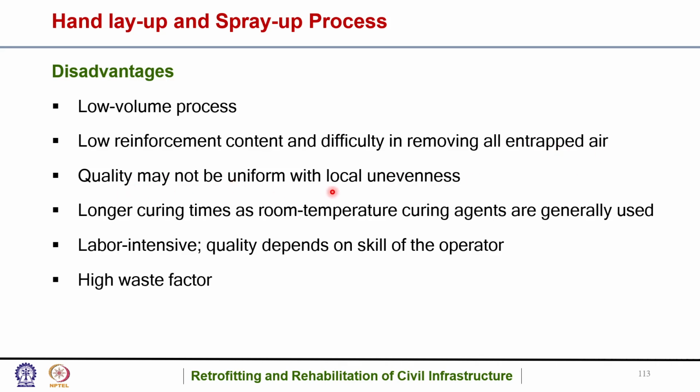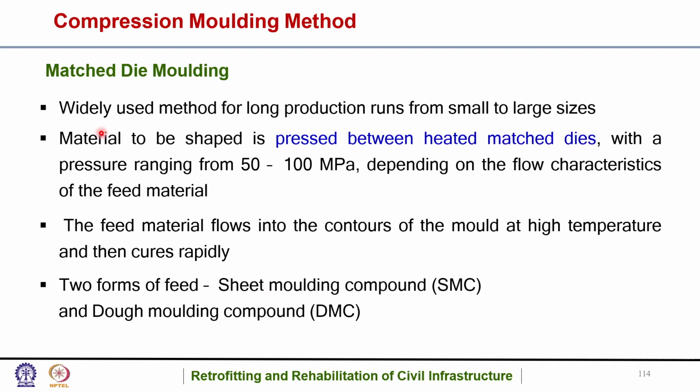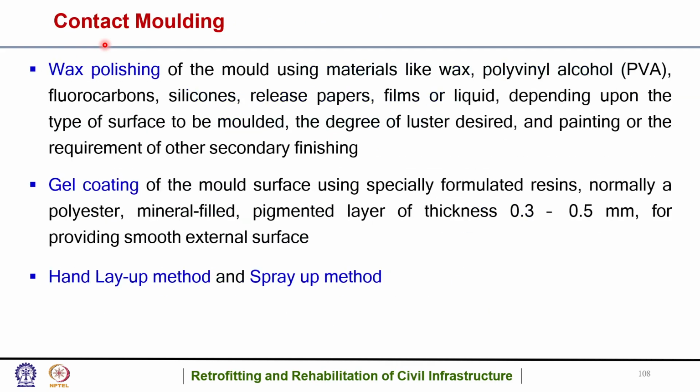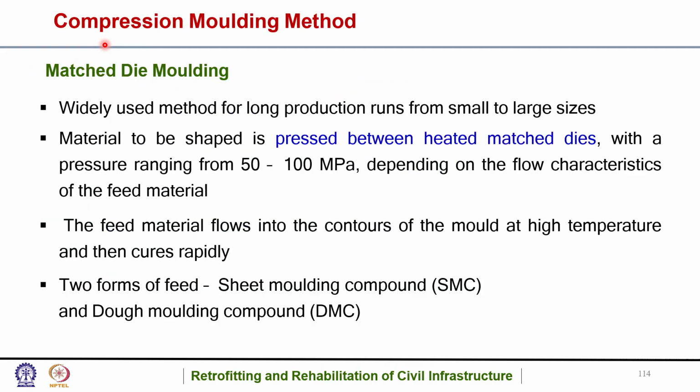Quality may not be uniform with local unevenness. Longer curing times as room temperature curing agents are generally used. Labor intensive. Quality depends on skill of the operator, and it has a high waste factor. So next, let us see the compression molding method. Okay. So firstly we studied the contact molding. Now let us go to the compression molding method.